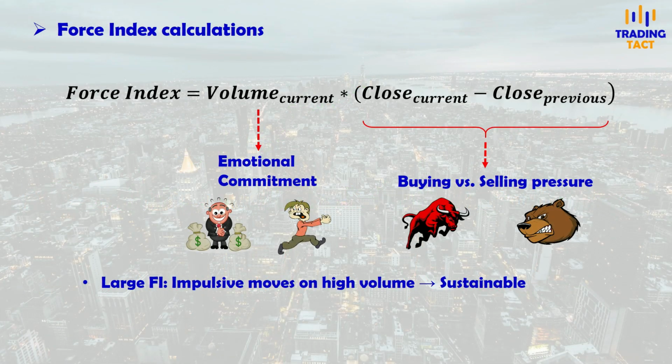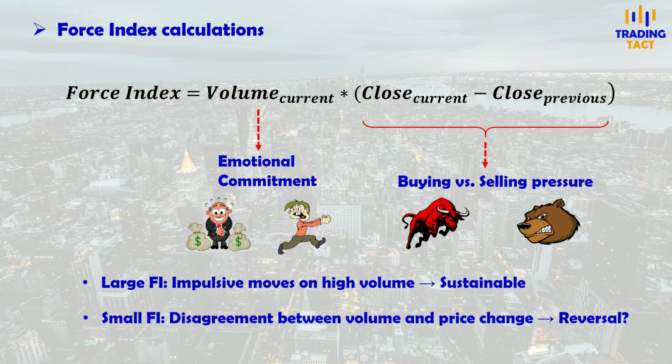By combining price and volume, the Force Index helps you detect impulsive moves occurring on high volume, which have more inertia and are more sustainable. Conversely, if a large price change is accompanied by small volume, or high volume generates only a small price change, the Force Index flattens, and warns of an upcoming reversal.